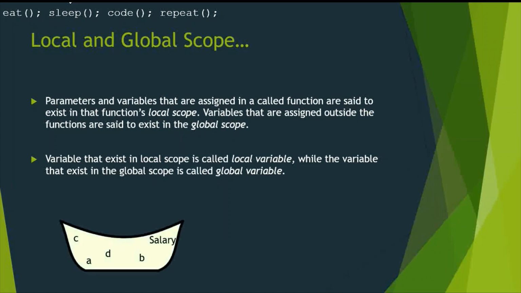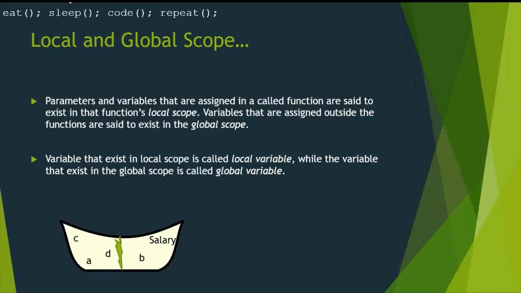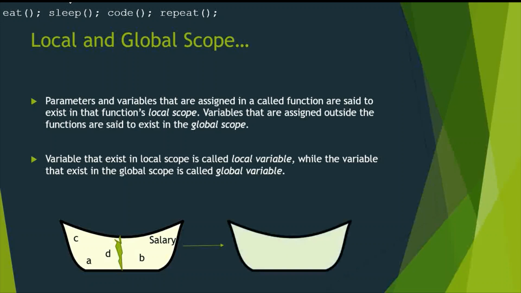Consider a scope as a big container which has lots of variables, the variables assigned in the program. When a scope is destroyed, all the values stored in the scope's variables are forgotten. The scope is destroyed when the function is terminated, when the function has finished executing. That means the container is broken and everything is forgotten.